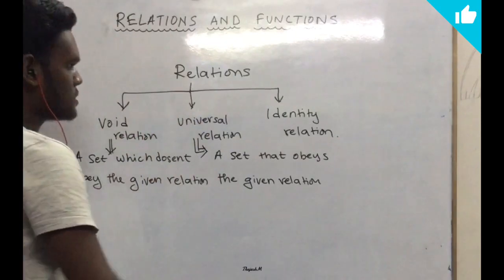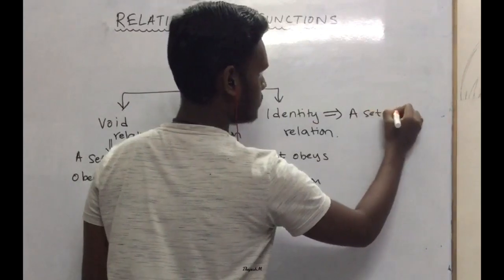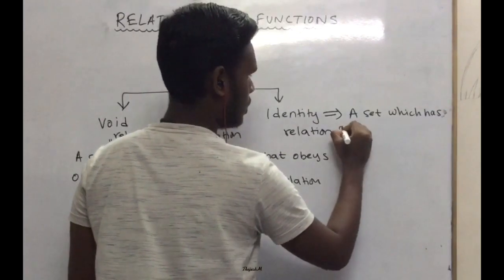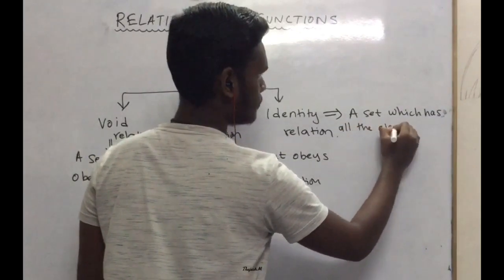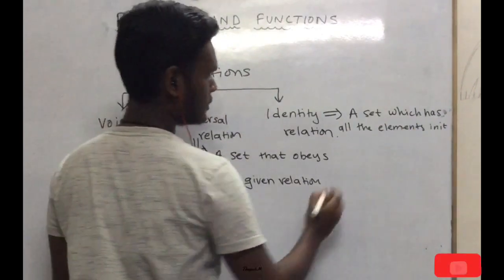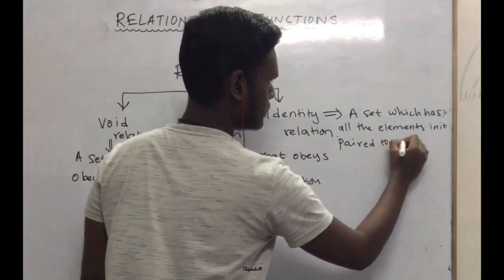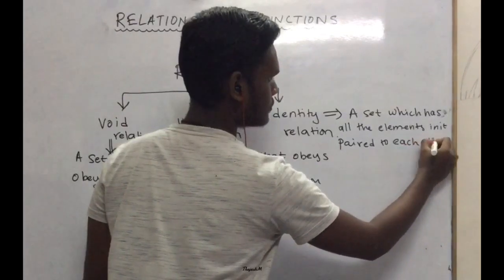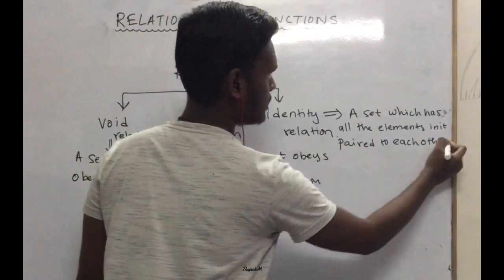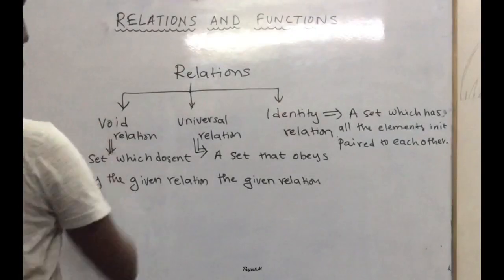So then what is identity relation? So identity relation is nothing but a set which has all the elements in it paired to each other is a identity relation. So let's come to examples.